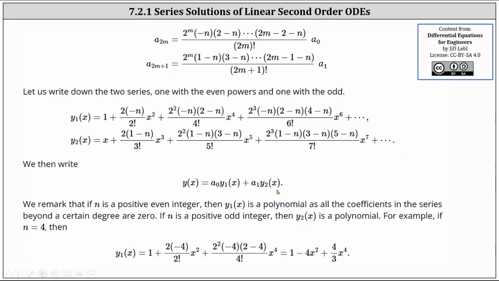And from here, we can write our solution, where again, a sub 0 and a sub 1 are arbitrary constants, and therefore our solution is y of x equals a sub 0 times y sub 1 of x plus a sub 1 times y sub 2 of x. Notice that if n is a positive even integer, then y sub 1 of x is a polynomial, as all the coefficients in the series beyond a certain point are 0. And if n is a positive odd integer, then y sub 2 of x is a polynomial.